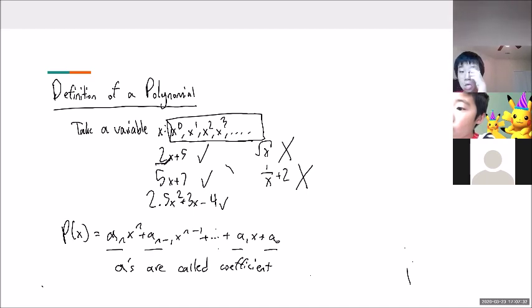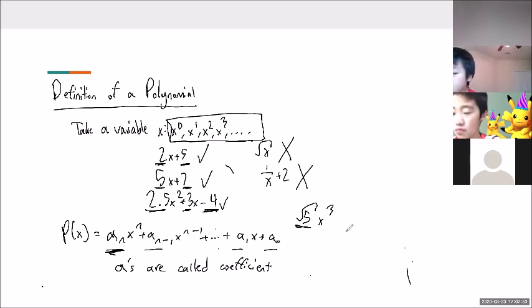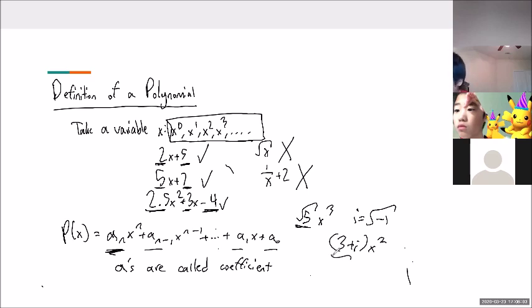So for example, 2 and 5 here are coefficients, 5 and 7, 2.5, 3, and minus 4 are all coefficients, as you can see. These a of n are just names to call these, because you can have any coefficients. For example, square root of 5 times x cubed, this is the coefficient, or even complex numbers. If you know i equals square root of minus 1, then you can have 3 plus i times x squared. This is also a coefficient. So all these are just called coefficients.